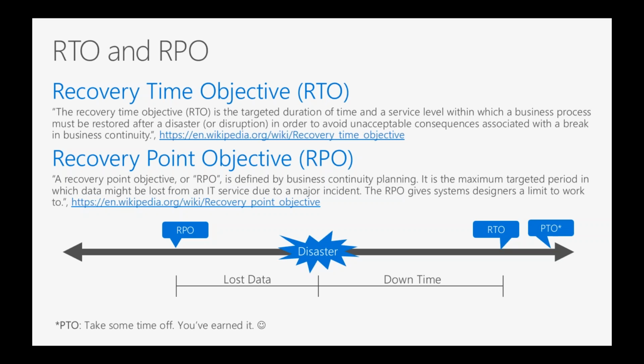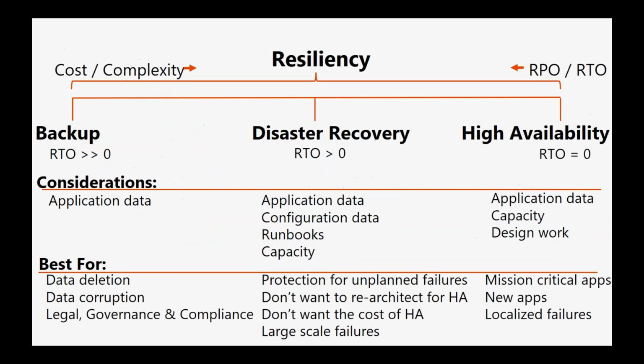Another thing too, it's kind of interesting: after the RPO and the RTO, so after that disaster, when you've gotten things back up, then you have the PTO, which is when you take some time off because you've earned it at that point. Hopefully you never have to go through a disaster at that length, but again, it's better to be prepared.